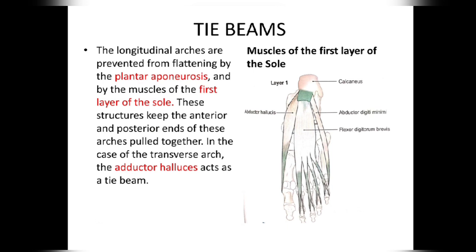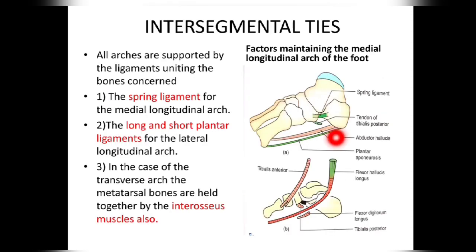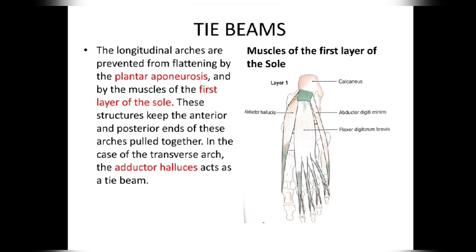Tie beam. The longitudinal arches are prevented from flattening by the plantar aponeurosis. This is the plantar aponeurosis. And by the muscles of the first layer of the sole. These structures keep the anterior and posterior ends of these arches together. In the case of the transverse arch, the adductor hallucis acts as tie beam.